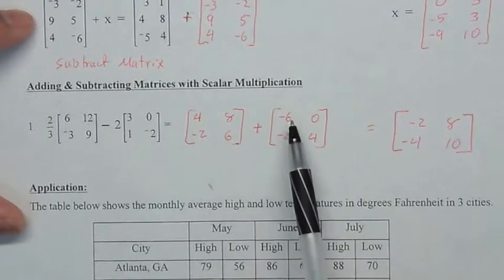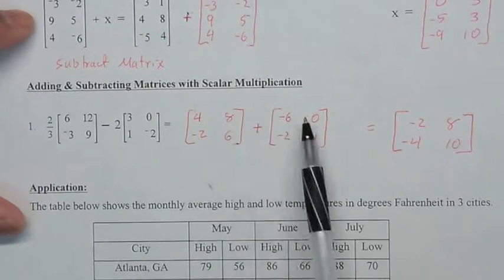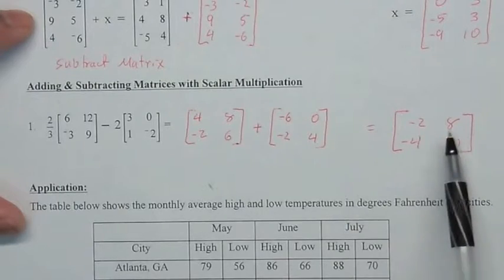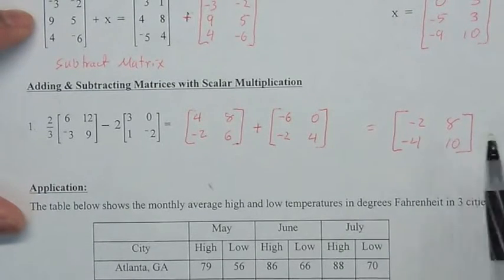Position to position for the elements. 4 plus -6 is -2. And we get the resulting matrix right there.